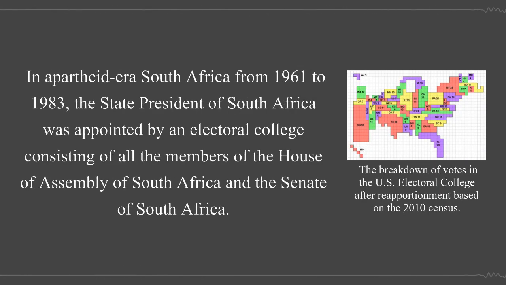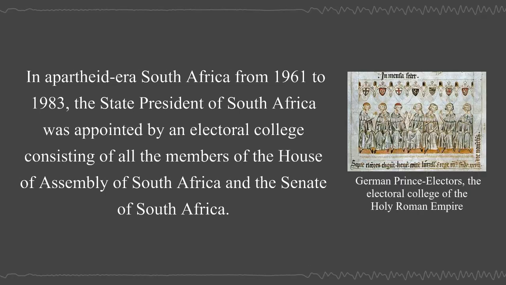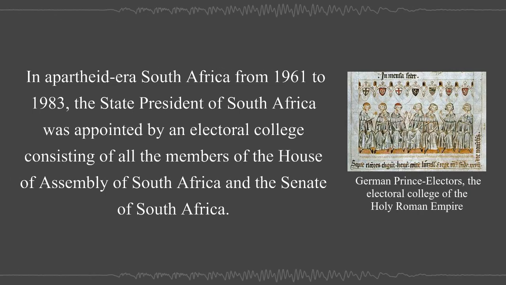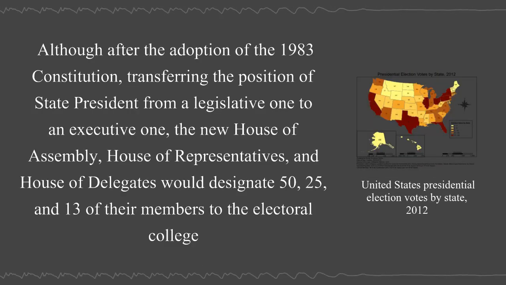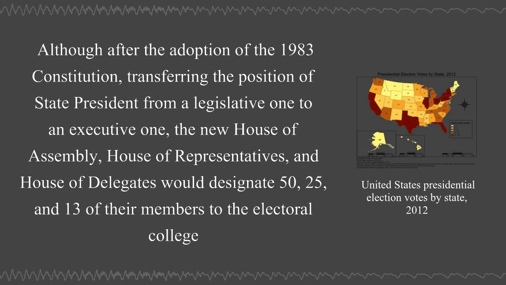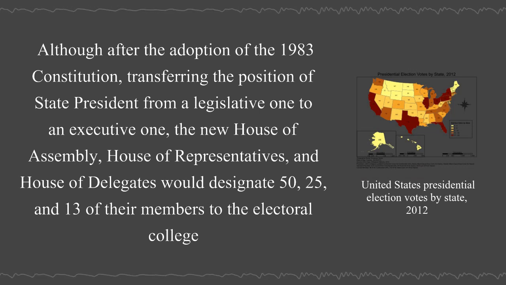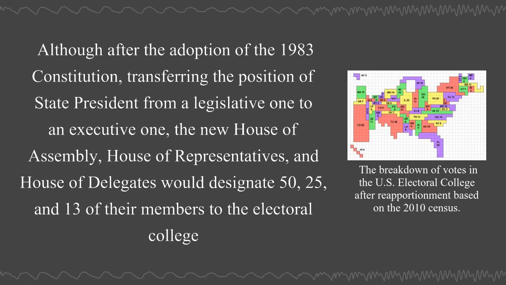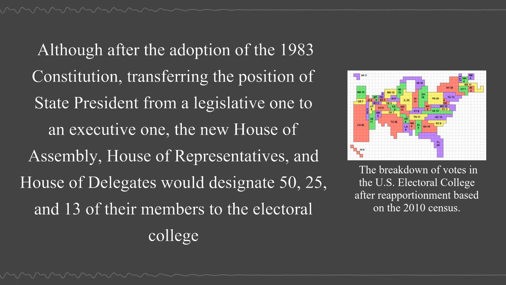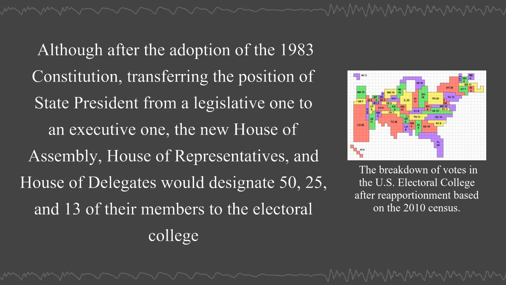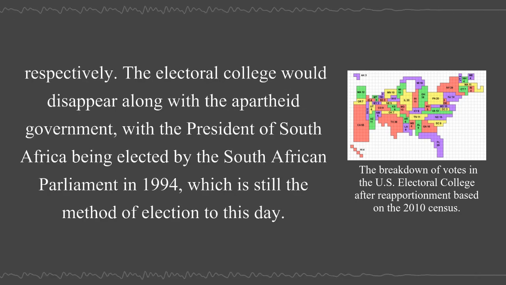In apartheid era South Africa from 1961 to 1983, the state president of South Africa was appointed by an electoral college consisting of all the members of the House of Assembly of South Africa and the Senate of South Africa. Although, after the adoption of the 1983 Constitution, transferring the position of state president from a legislative one to an executive one, the new House of Assembly, House of Representatives, and House of Delegates would designate 50, 25, and 13 of their members to the Electoral College, respectively.